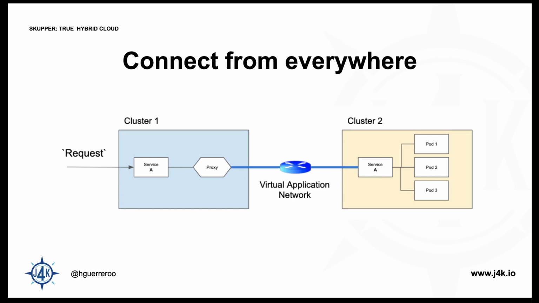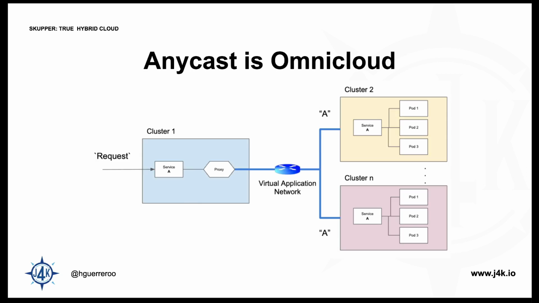And what can we then take further? Well, it's that when we have a virtual application network that is connecting not just two clusters but more than one cluster, and those clusters can be on the same network, or a different Kubernetes cluster, or even just a different namespace in the exact same Kubernetes cluster, it allows us to create this networking at the application level where we can connect everywhere.